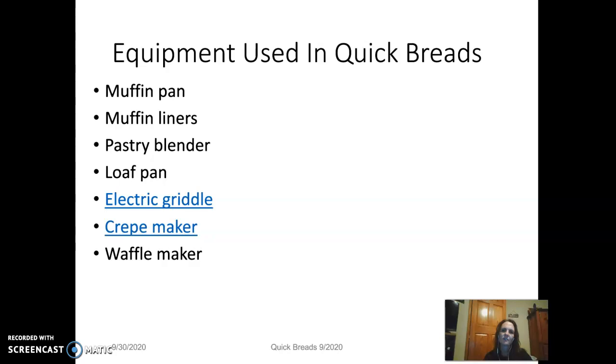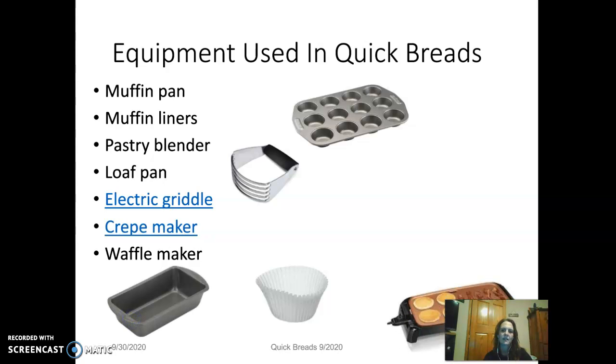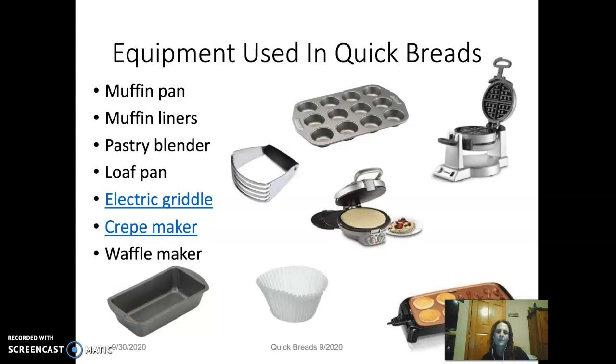Now, equipment that's used most often in quick breads, we have our muffin pan, we have muffin liners, we have a pastry blender, loaf pans, an electric griddle, an electric crepe maker, and a waffle maker.